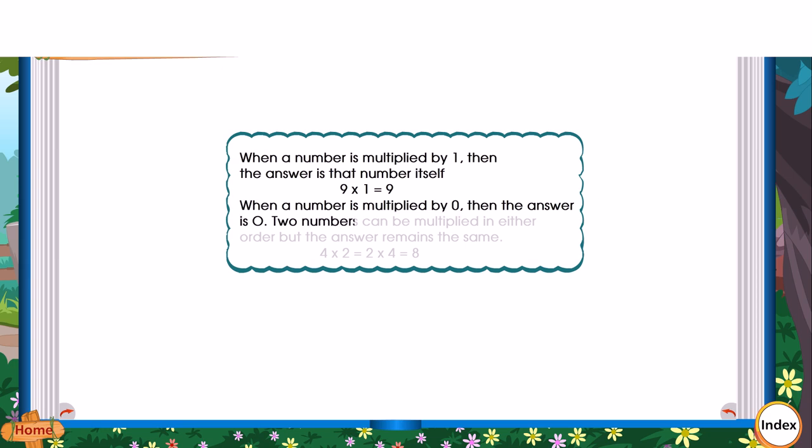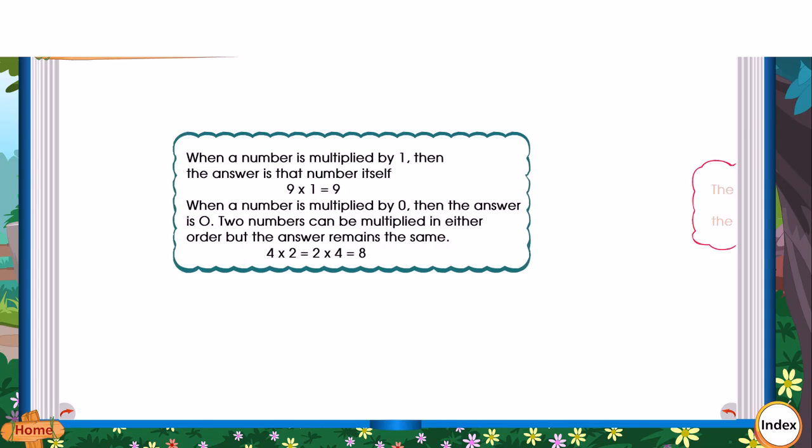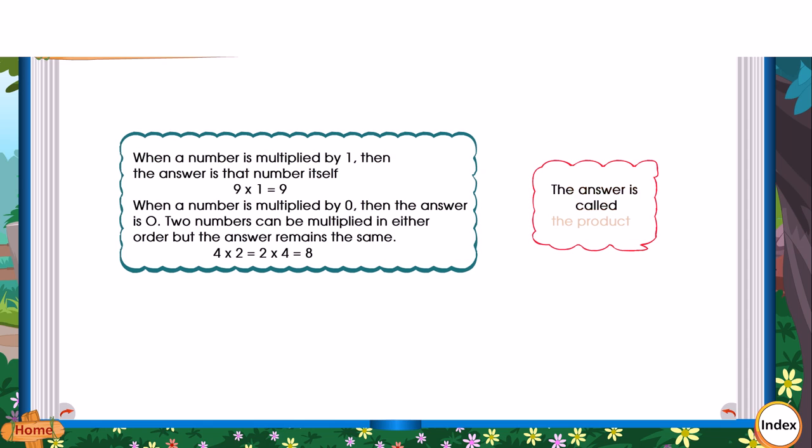Two numbers can be multiplied in either order, but the answer remains the same. 4 into 2 is equal to 2 into 4 is equal to 8. The answer is called the product.